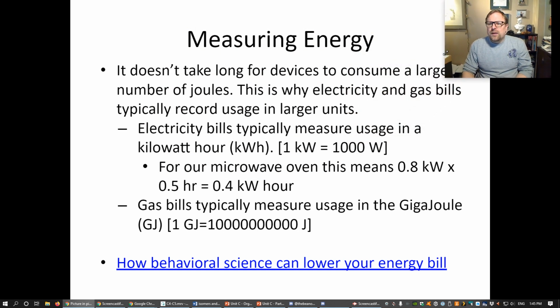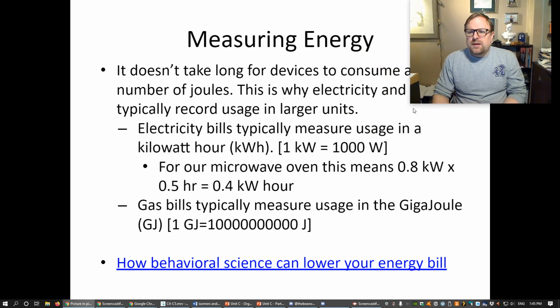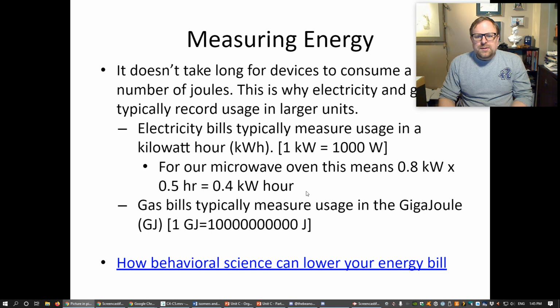So that's how electrical companies do it. It's a little bit different when you get into gas companies. They tend to measure in gigajoules as opposed to kilowatt hours. In case you didn't know, the prefix giga, so that capital G here, represents a billion. So a gigajoule is a billion joules. If my gas company is measuring in gigajoules, that gives you an idea of how much gas I might be using and how much energy is stored in that gas.